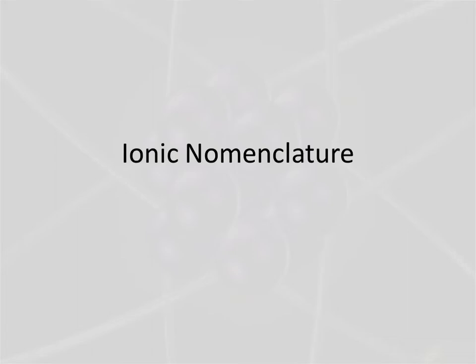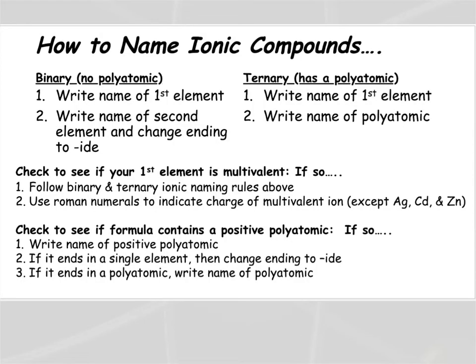In this podcast, we're going to talk about how to name ionic compounds, also known as ionic nomenclature. Don't be overwhelmed by this. These are the rules to name all ionic compounds. What I want you to focus on first is how to name binary compounds, which means there's no polyatomic. You're just going to write the name of the first element, and then write the name of the second element, and change your ending to IDE.